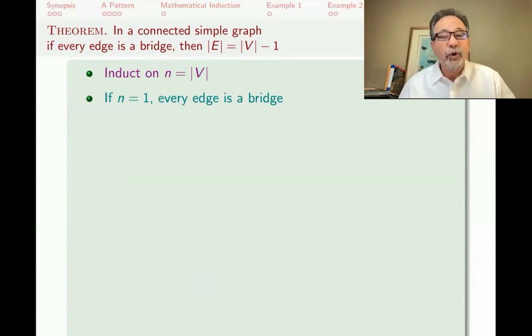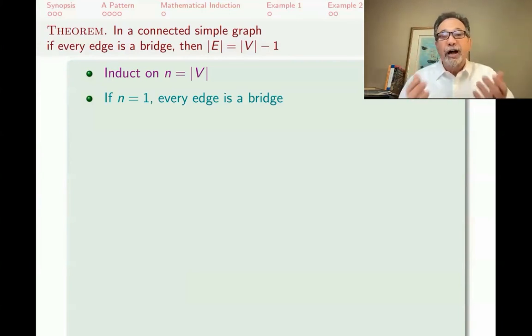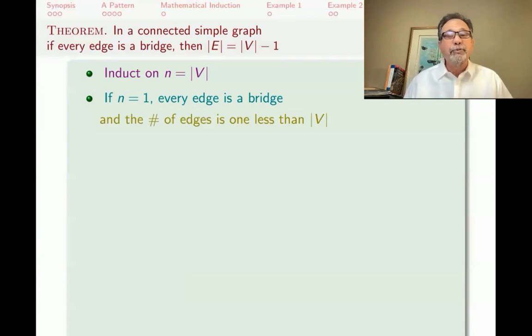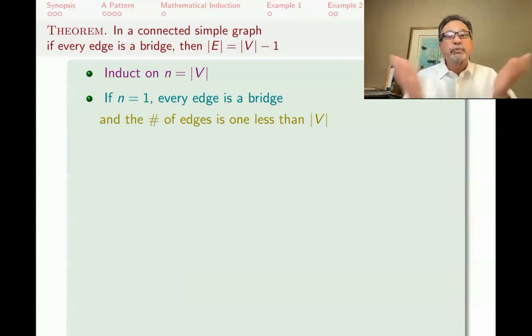What if n equals 1? If n equals 1, then there's only one vertex. If there's only one vertex, there's no other vertices to have an edge to, so there's no edges. So every edge is a bridge. Why? Because there's no edges. So all of the edges that there are, which there aren't any of, each single one of them is a bridge. And the number of edges is 0, which is 1 less than the number of vertices, which is 1. So in that case, we're good. Every edge is a bridge, and the number of edges is 1 less than the number of vertices.